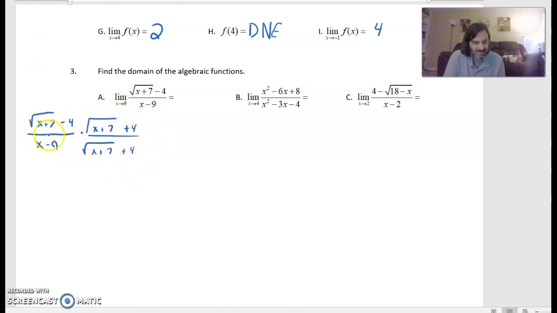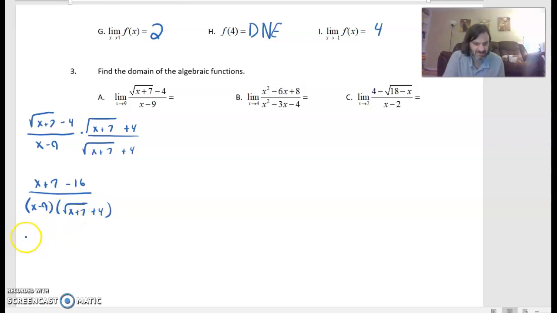So as I do that, the top becomes x plus 7, and we're creating a difference of squares, so there's middle terms, square root of x plus 7 times 4, and there's another middle term, -4 times the square root of x plus 7, so the positive 4 and negative 4 quantities cancel out. And then -4 times positive 4 is -16. Now on the bottom, we don't really need to distribute this, so let's keep it separate. x minus 9 times the square root of x plus 7 plus 4.